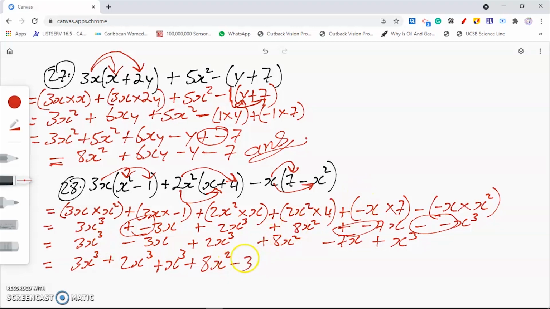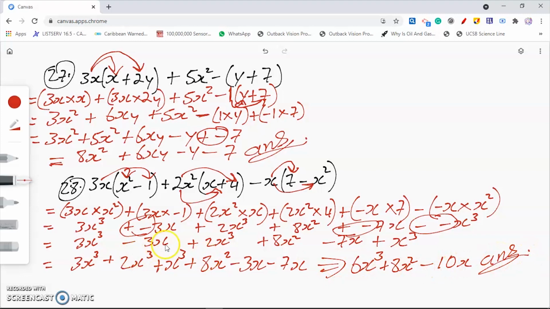So that's minus 3x, minus 7x, or take away 7x. And is there another x term? No. Is there a term without a letter associated? No. So that's all the like terms to group. So what we have to do now is add the like terms together. So 3x cubed plus 2x cubed, that's 5x cubed, plus x cubed, that's 6x cubed. So you get 6x cubed plus 8x squared, minus 3x minus 7x, that would give us minus 10x. And that is our answer there.